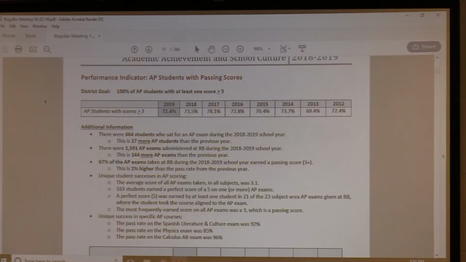Kylie, you want to go into your other? So the third page of that report is AP, the AP students with passing scores. Our district goal is that 100% of our AP students have at least one score that is a 3 or higher. For the class of 2019, we were sitting at 72.4% of our AP students getting a 3 or higher in at least one test. This is always a tricky measure for me to report on because what I know to be true is that RB is an open access school, right?